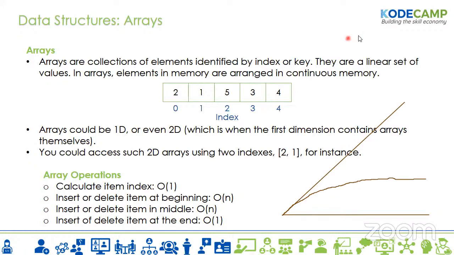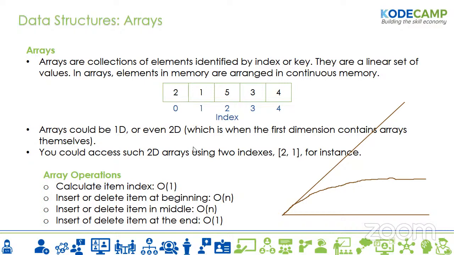Okay, so let's look at another aspect. It says here that arrays could be one dimension or even two dimension. So one dimension is this array, okay? And two-dimensional arrays is basically when you have an array in an array. So for example, instead of me having 2 here, I could also have an array of other things, let's say an array of other numbers or an array of strings, and that will become an array in an array.